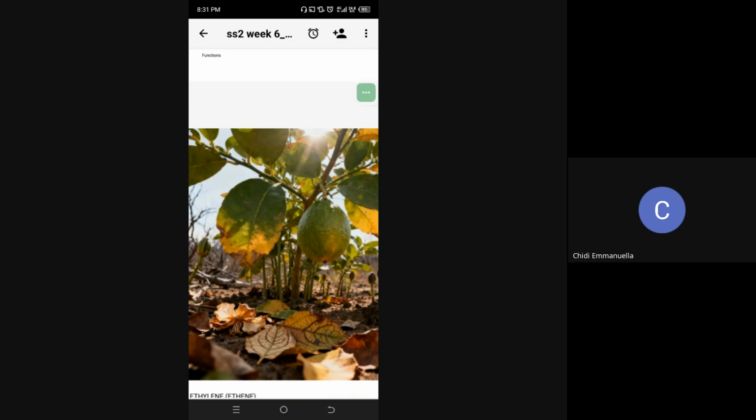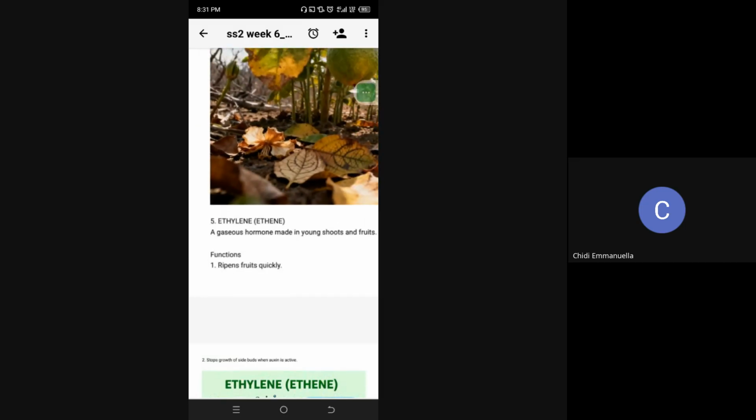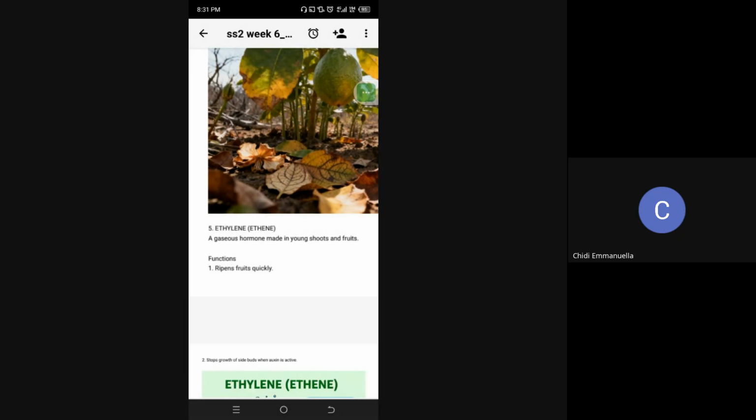All right, back to what I was saying though. The next one we're looking at is ethylene. Ethylene, in brackets, the other name is ethene. So it is a gaseous hormone made in young shoots and fruits. Functions: one, it ripens fruits quickly.